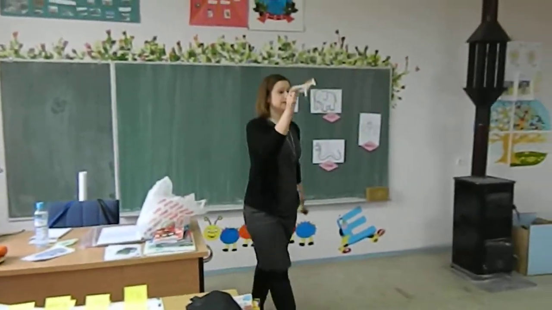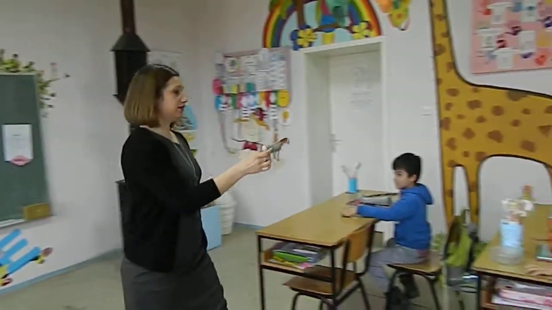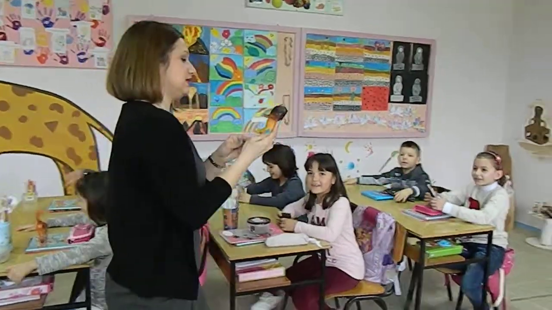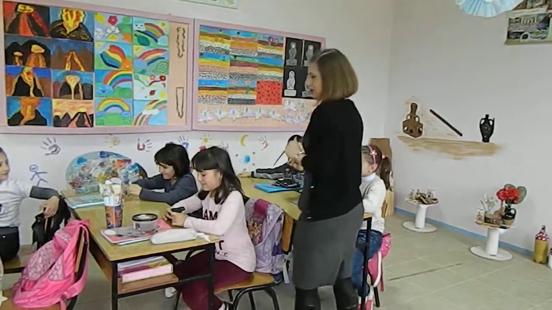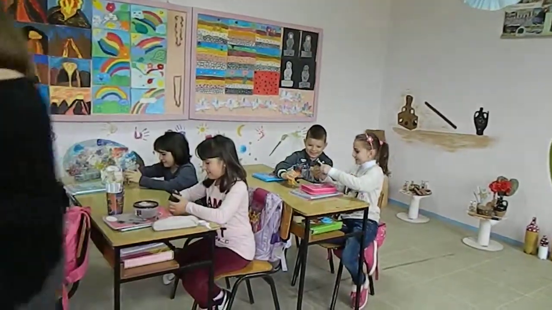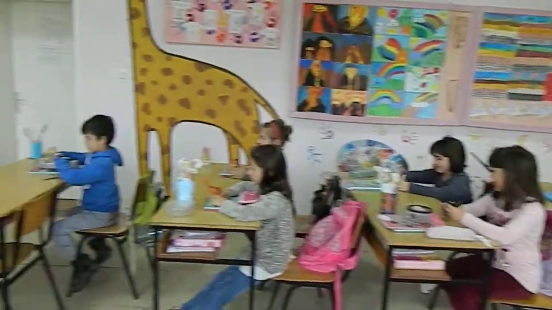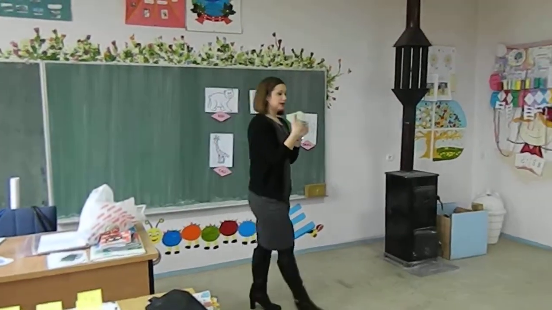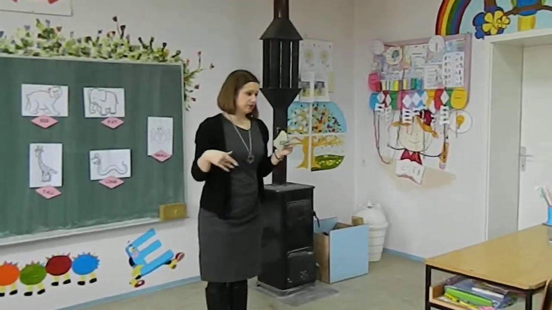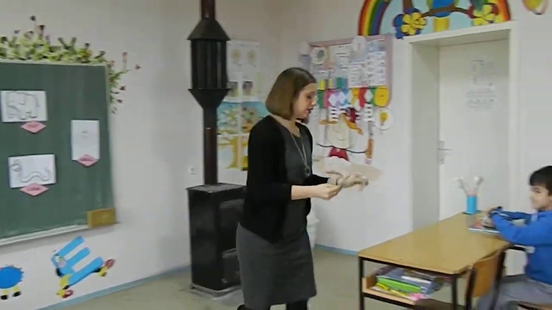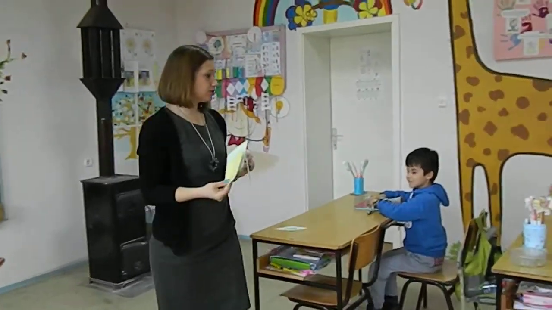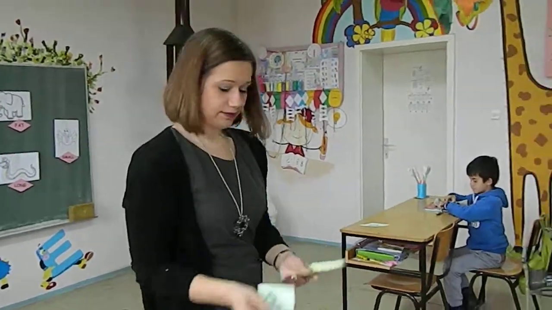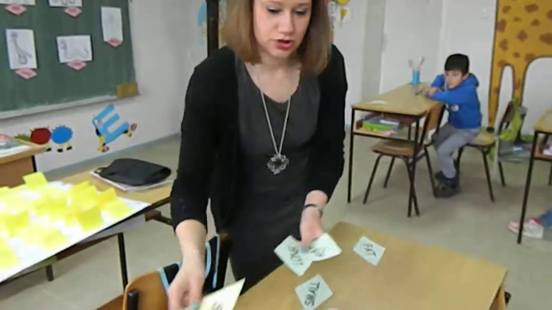What's this? Zebra. Okay, you get the zebra. And what's this? Lion. It's a lion. Yes, okay, Maria, you get the lion. Everybody has a toy. So now, I'm going to put the words around the classroom. And you need to walk and you need to take a word for your toy, okay? I'm going to show you now.